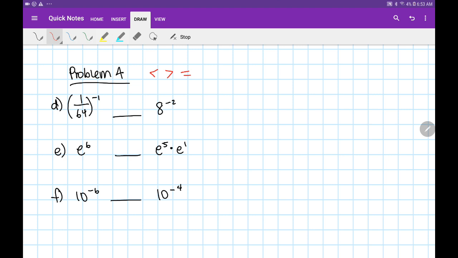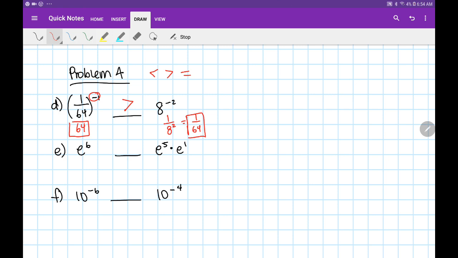On the left side, I'm going to take care of my negative exponent. Remember, negative exponent means we're going to take the reciprocal. So the left side really becomes 64 over 1 to the power of 1, which is just 64. And on the right side, 8 to the negative 2 becomes 1 over 8 squared, which is 1 over 64. So now it's easier for me to compare. 64 on the left is clearly greater than 1 over 64, which is a small decimal. So we have a greater than sign.